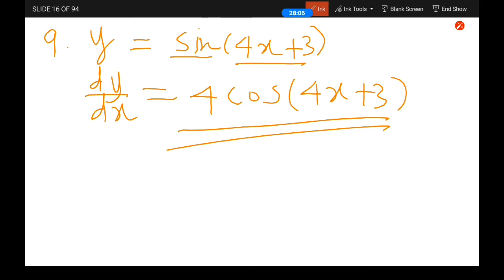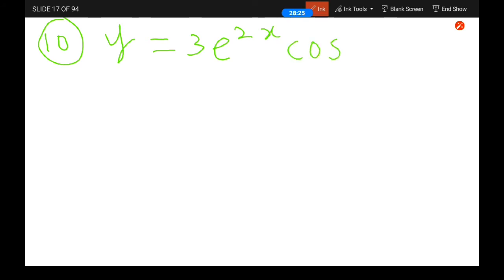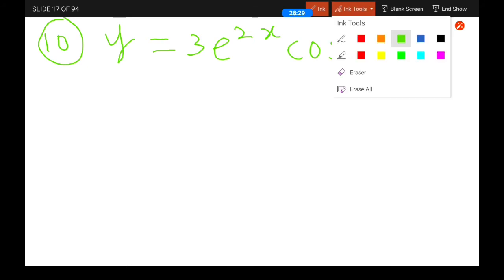Now, question 10 has a combination of everything that we are looking at. Look at question 10. If y equals 3e, that is the reason why you must know how to solve individual ones. So this is product rule having function of function. Can you see that? Now, what does product rule say?